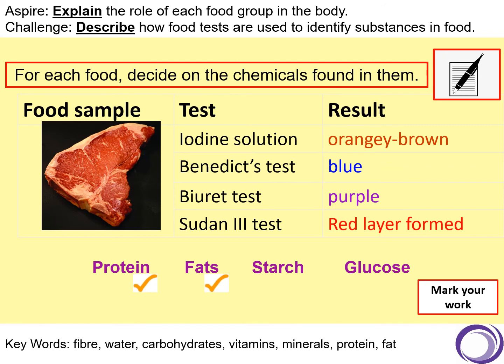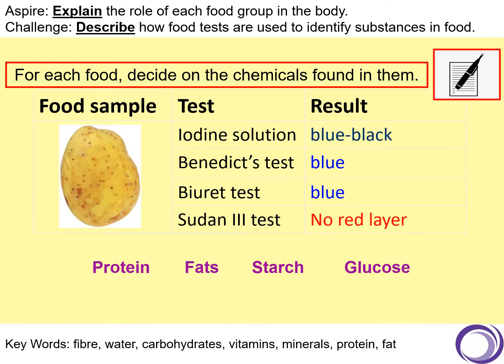Okay, so I hope that you've worked out that in the Sudan 3 test a red layer was formed, so fat is present in that food. The Biuret test is given as a purple result, and the Biuret test is for proteins, so you should have also written that protein is present in this food. The next food that you can see on the picture is a potato. The iodine solution went blue black, Benedict's test went blue, Biuret test was blue, and in the Sudan 3 test there was no red layer. So I'd like you to work out again, I'm going to give you a minute and a half, to tell me what food groups are present in this food. Off you go.